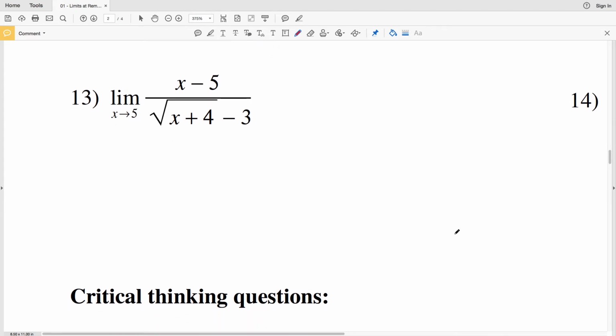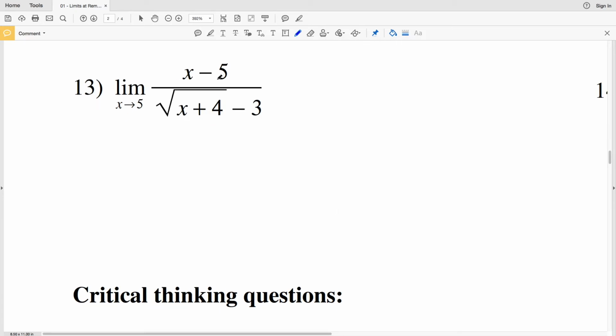Now moving on to number 13, we can see some radicals. So right away we know we're going to simplify using conjugates. So I'm going to be multiplying x minus 5 over the square root of x plus 4 minus 3 by that conjugate of the denominator. So it's going to be the square root of x plus 4 plus 3 over the square root of x plus 4 plus 3. And if you have trouble understanding conjugates, please refer back to a tutorial lesson or to a conjugates worksheet and do some practice problems before continuing on.